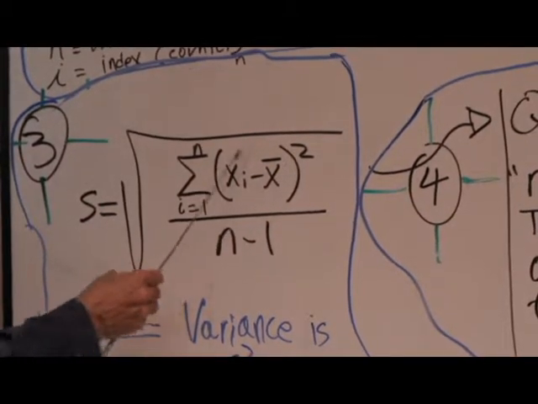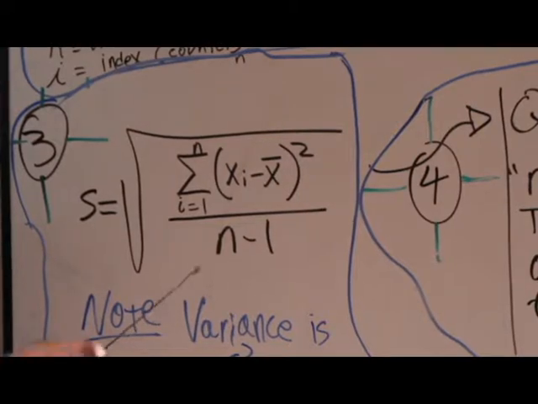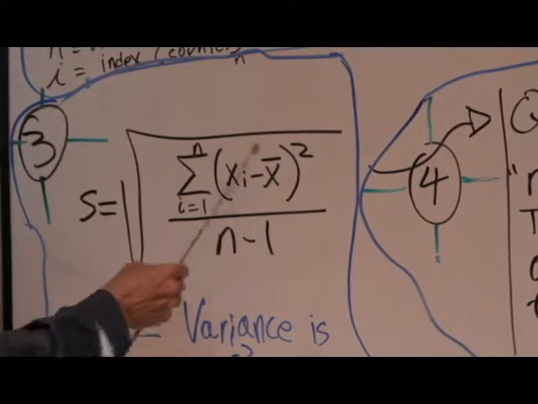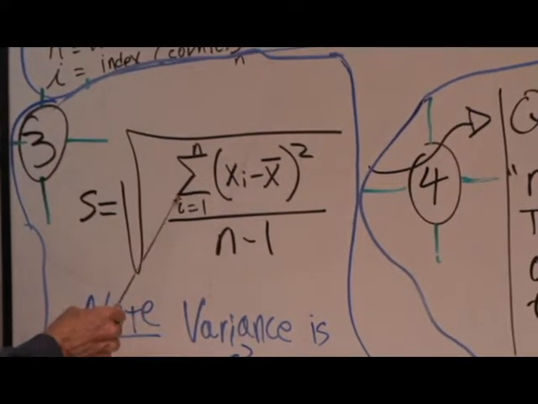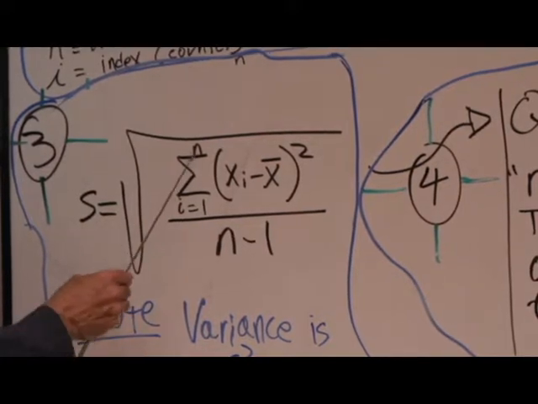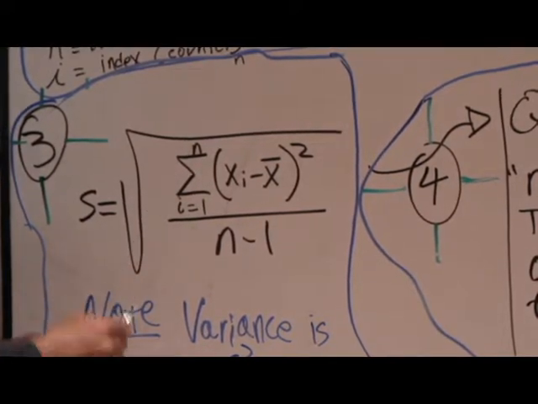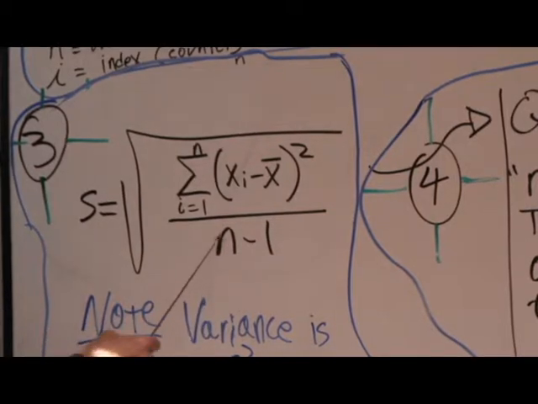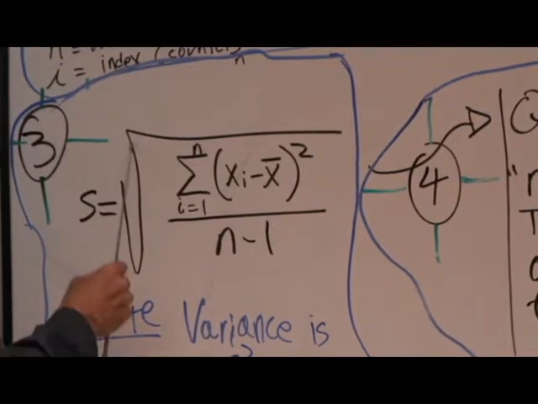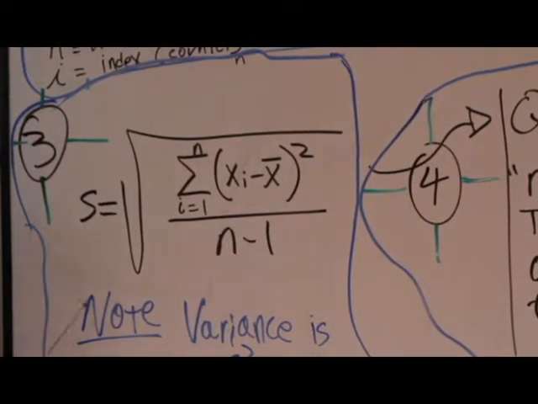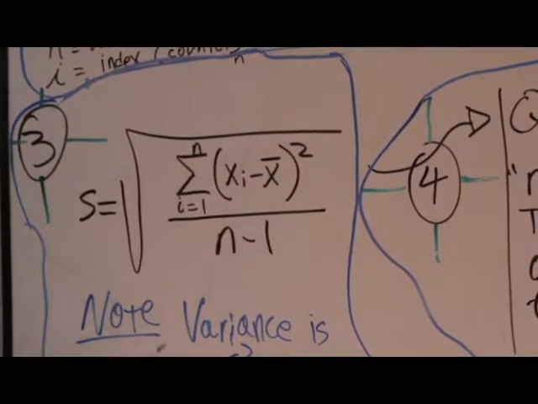This is just the deviation from the mean, x sub i minus x bar. Take the deviation from the mean, square it, and then sum all those deviations from the mean from 1 to n for each data point. Divide the whole thing by n minus 1, and then take the square root. That's s. It's a measure of variation in your data.